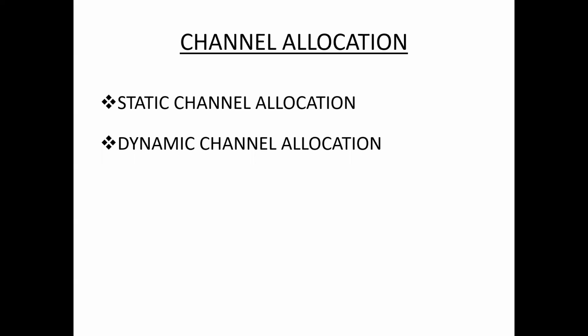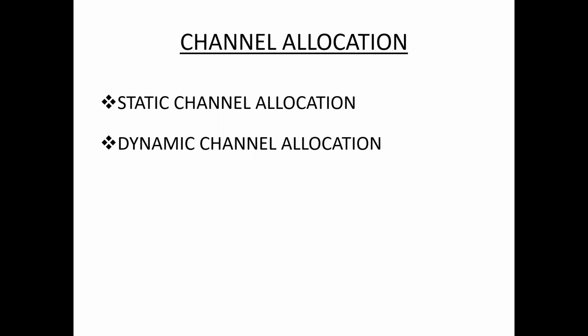In this, a fixed portion of the frequency channel is allotted to one user. Your channel allocation is fixed, and that's why it is also called fixed channel allocation. Suppose one channel allocated to a user is fixed.